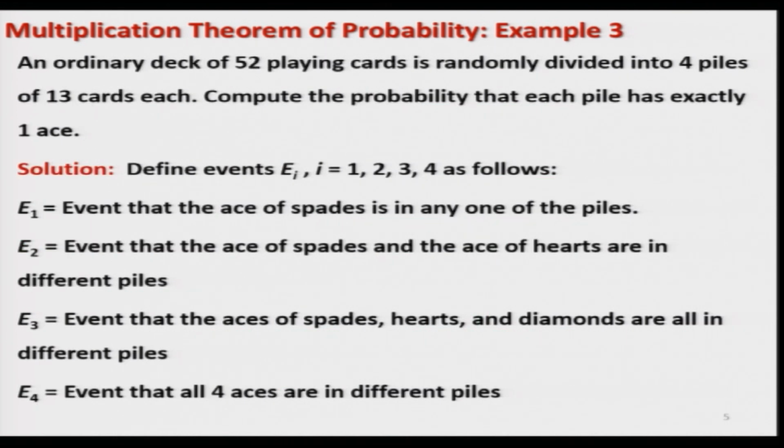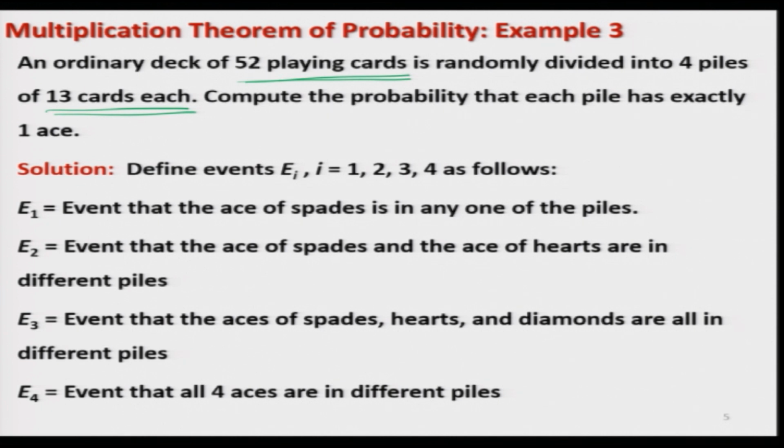Now, let me take one more example, and this example is related to playing cards. So, we know that in a box of playing cards there are 52 cards, right. And suppose we try to make 4 piles of these cards and they are equal in number. So, every pile will have 13 cards each.